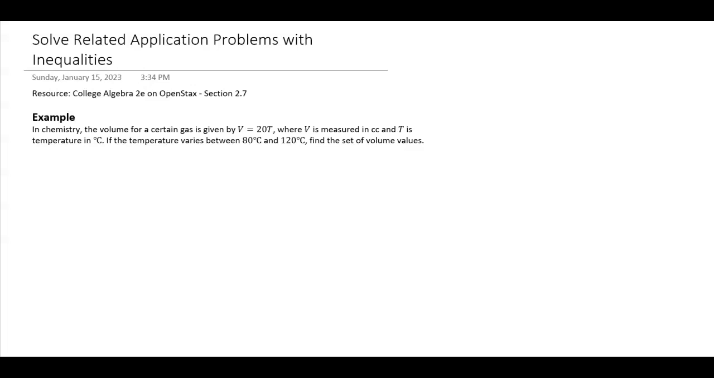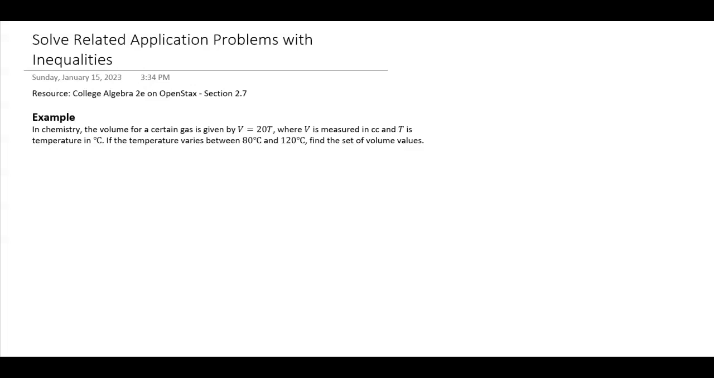As you heat up a gas, it expands, it takes up more space. And as it cools down, it takes up less space. So we know the temperature of this certain space that this gas is in is going to vary between 80 and 120 degrees Celsius, and we want to find the volume values.